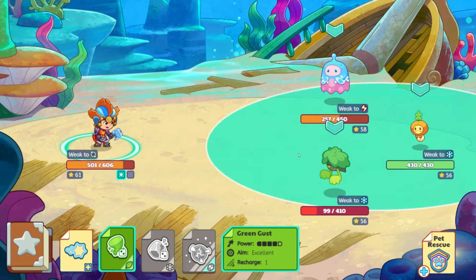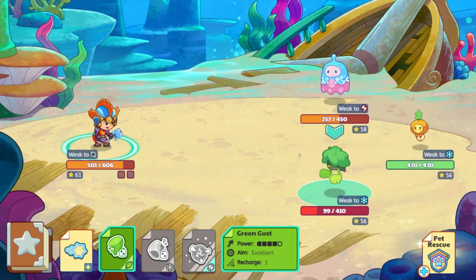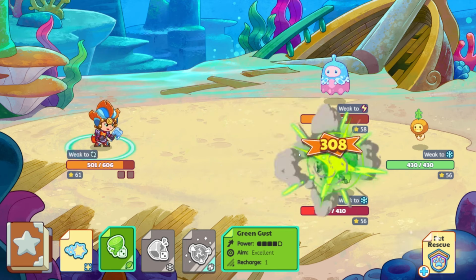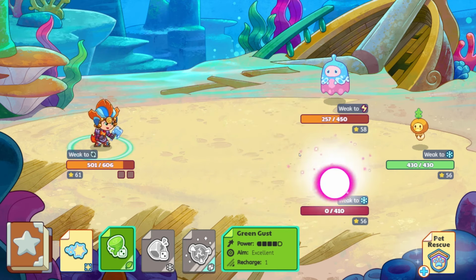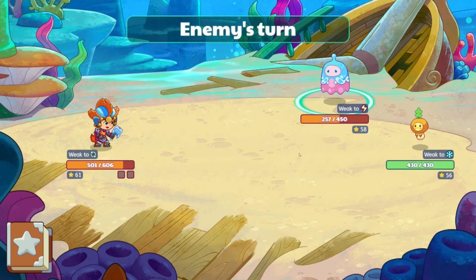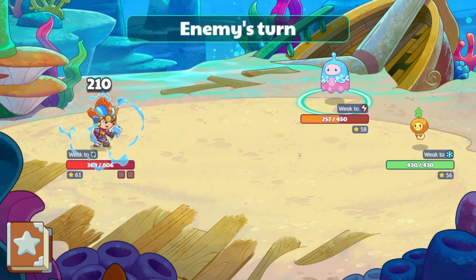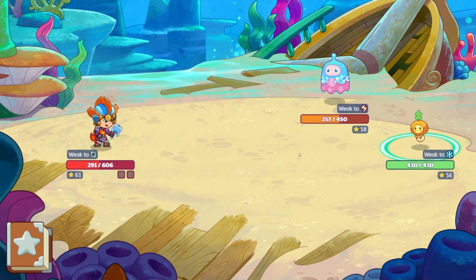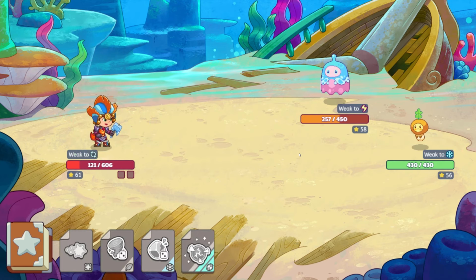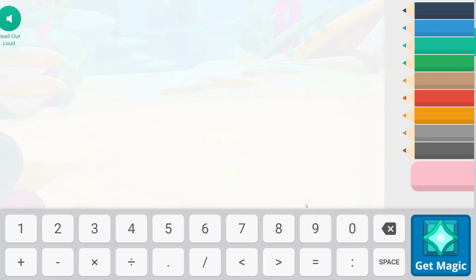So let's do this Green Gust and see where it lands. All right, so we're not out of it yet. Let's see if we get a fumble or two. That's not good. That also is not good. One more round. We have to survive one more round.